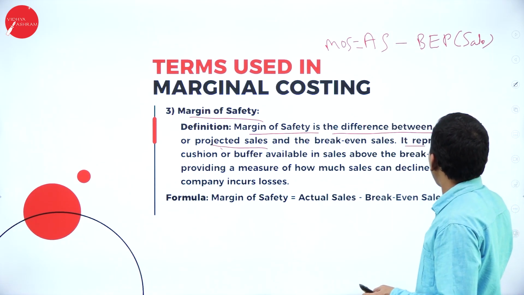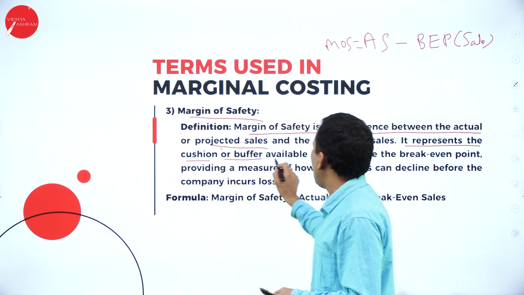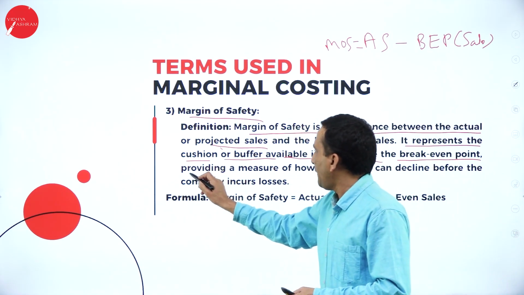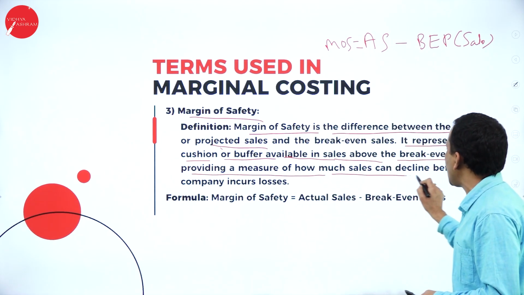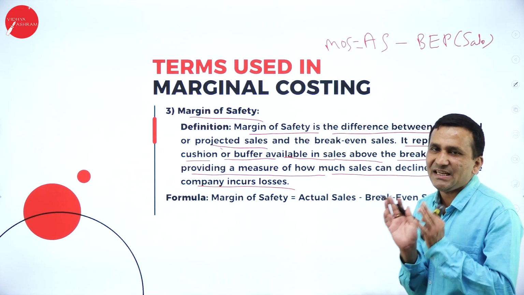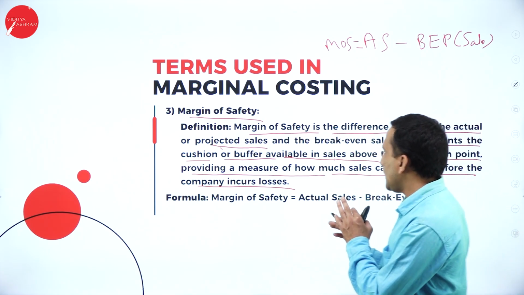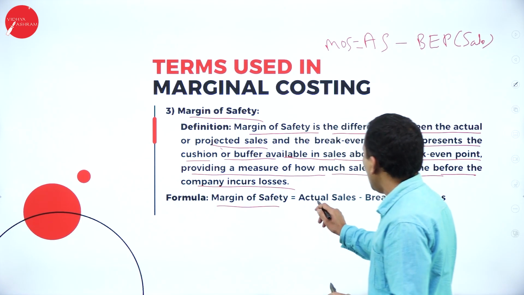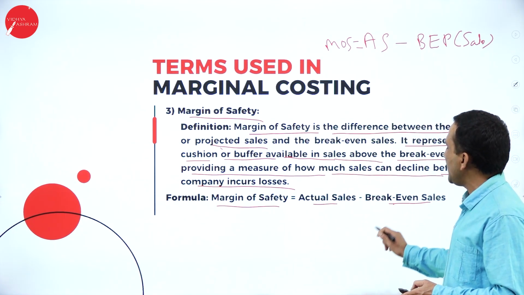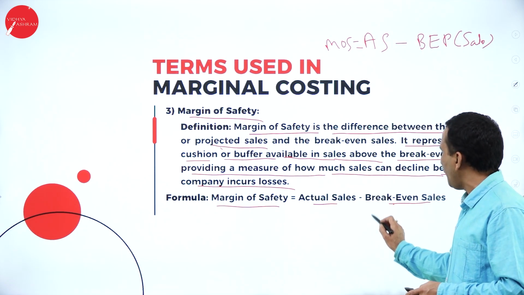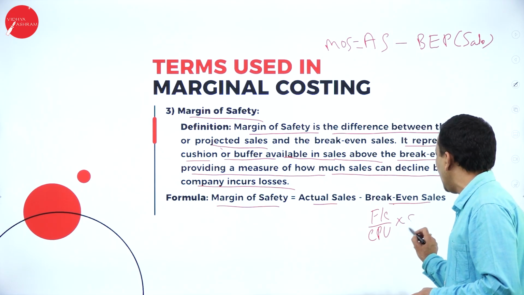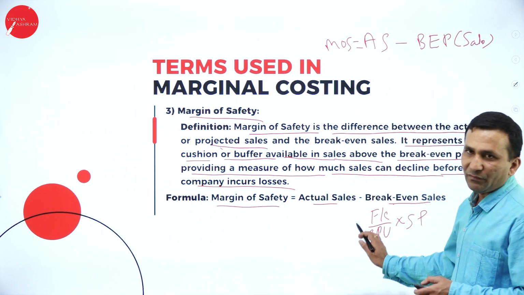It represents the buffer of sales available above the break-even point, measuring how much sales can decline before the company incurs losses. Easily we can identify it, and the formula I have clearly specified here: actual sales minus break-even sales. How do you get the break-even sales? We apply the formula fixed cost divided by contribution per unit into selling price. So you get the same thing.